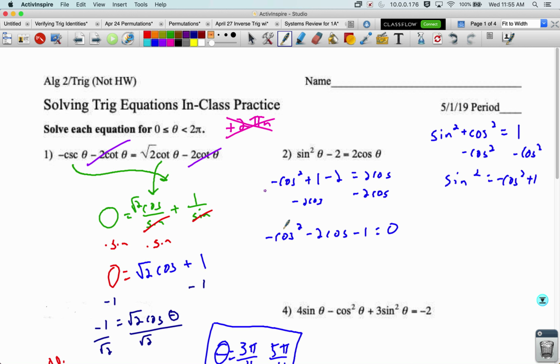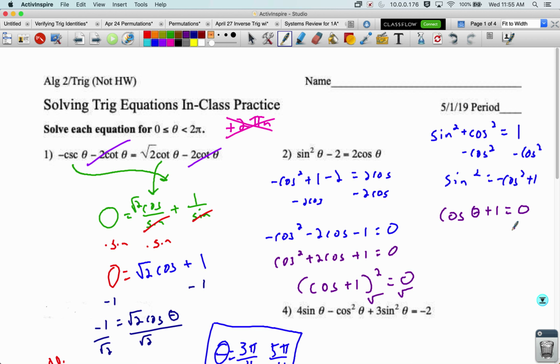Divide everything by negative 1 to make this easier to factor. Cosine squared plus 2 cosine plus 1 equals 0. And this is going to factor into cosine plus 1 squared equals 0. We can take the square root. Now start writing the theta again. Cosine of theta plus 1 equals 0. Square root of 0 is 0. Minus 1 minus 1. Cosine of theta equals negative 1.